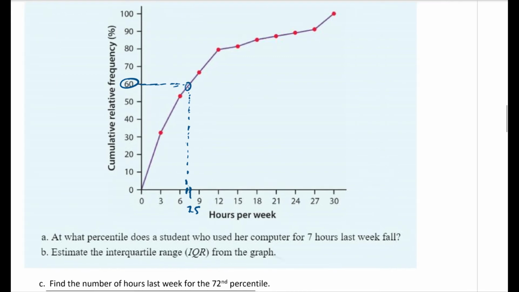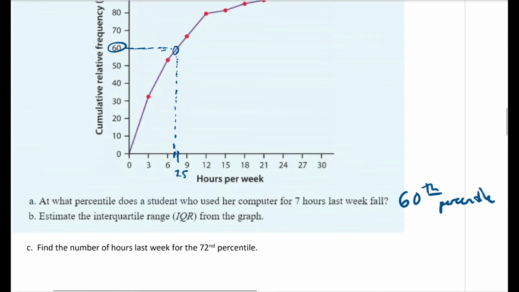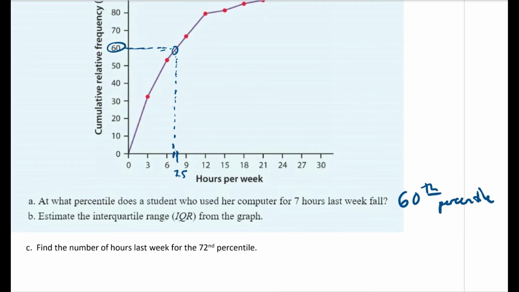So for part A, this is the 60th percentile. This means 60% of people used a computer less than 7 hours. Okay. Part B: estimate the interquartile range from the graph.